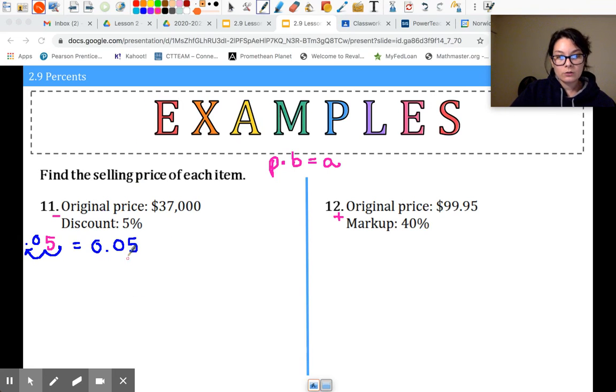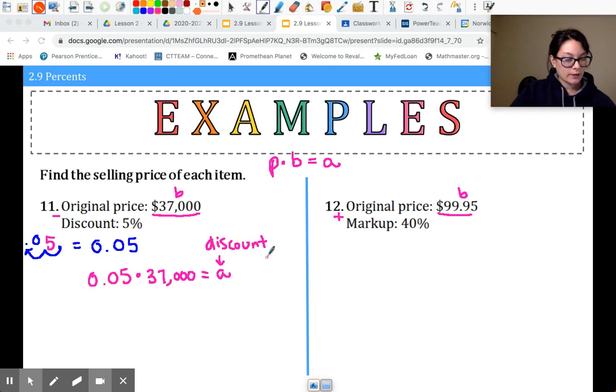So I'm going to substitute all of this into my formula. Again, the original price is always your base. So here's a base, here's a base. Original price is always the base. And I'm going to substitute everything in. 0.05 times my base of 37,000 will equal my discount. Okay, so this is the discount.